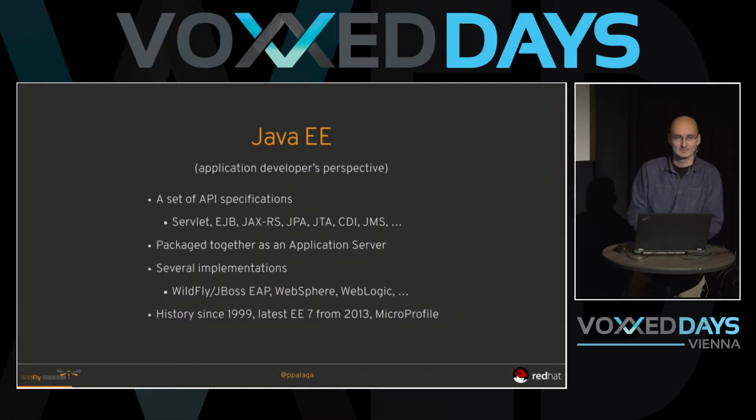Great. Java is a different thing to different people, and because I assume most of us are developers here, we may adopt that perspective for now. So Java EE may be looked at as a set of API specifications, such as servlet, EJB, JAX-RS, transactions, persistence, and so on, that are packaged together and distributed in the form of application servers. There are several implementations, WildFly and JBoss EAP being one of them. There's quite a lot of history, the last part of it being microservices of the last year. We'll come to it later.